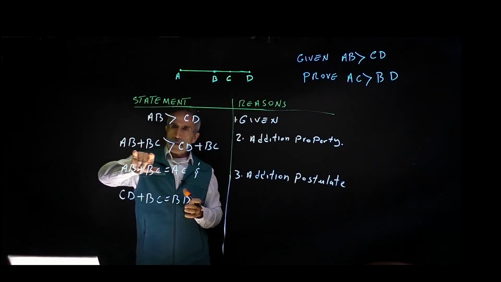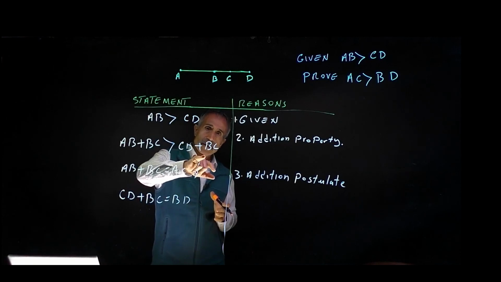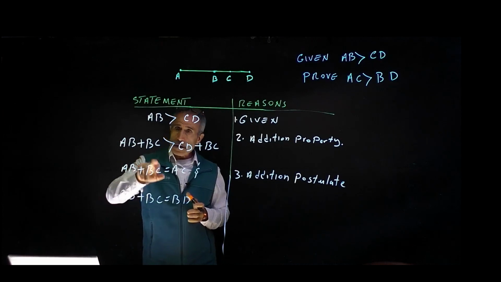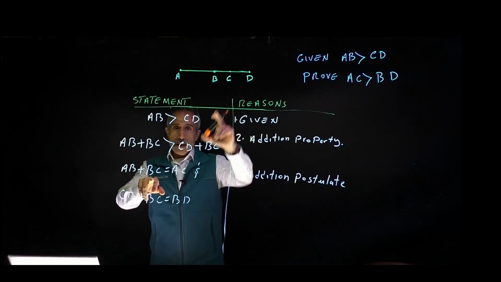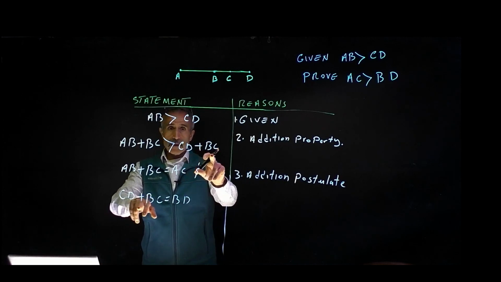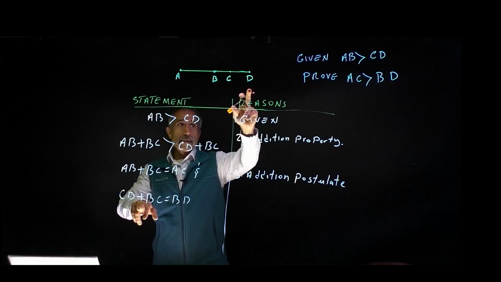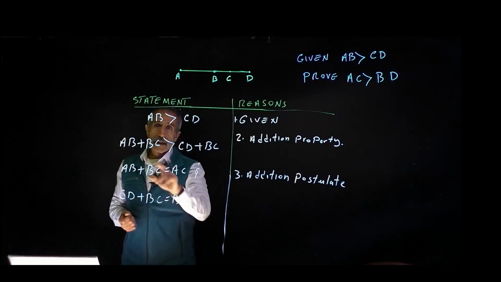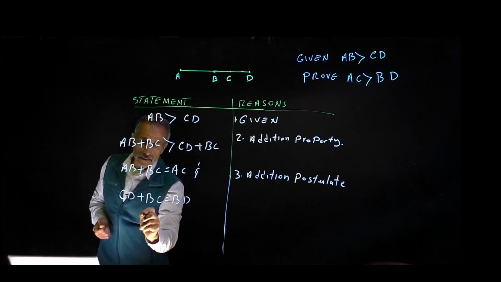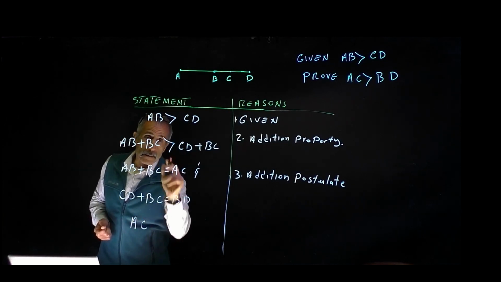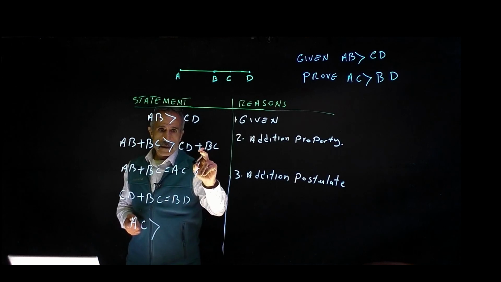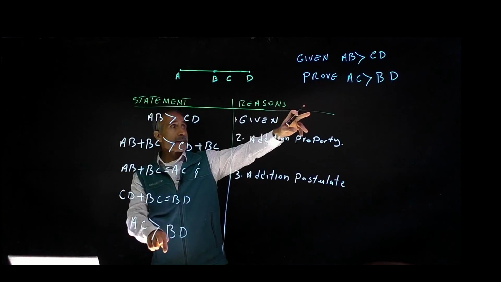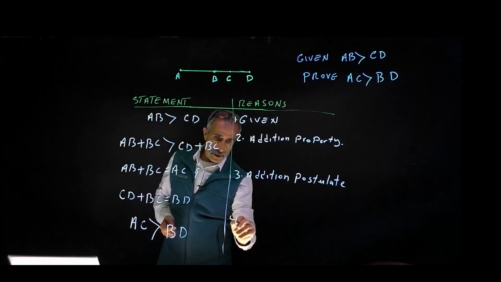Now we said AB plus BC is bigger than CD plus BC, and that was the addition property. We take the same thing back in here. We say AB plus BC, that's the same as AC. And then CD plus BC, that's the same as BD. Now I'm going to substitute back in here. Instead of that, I'm going to write AC bigger than, instead of that, I'm going to write BD. And that's what we're looking for, AC bigger than BD. All I did is substitution.